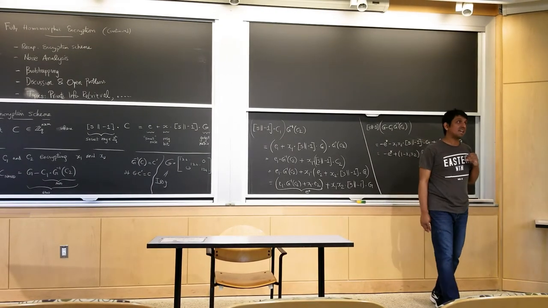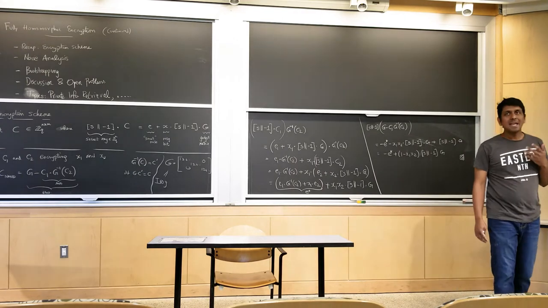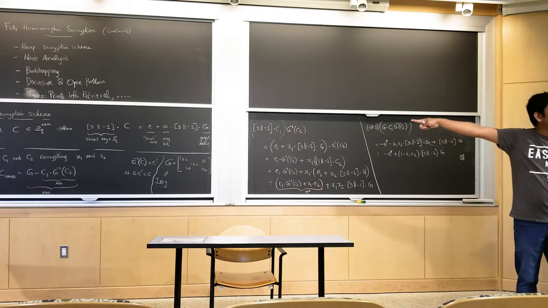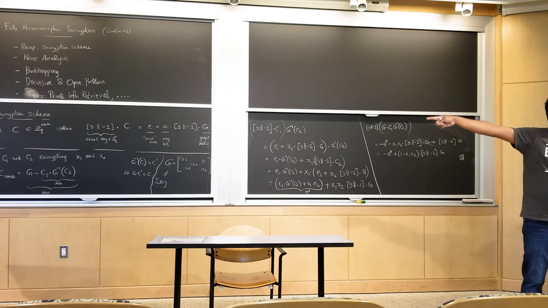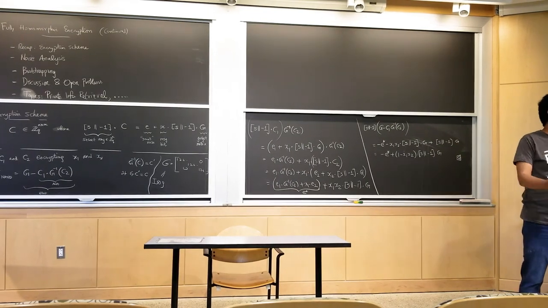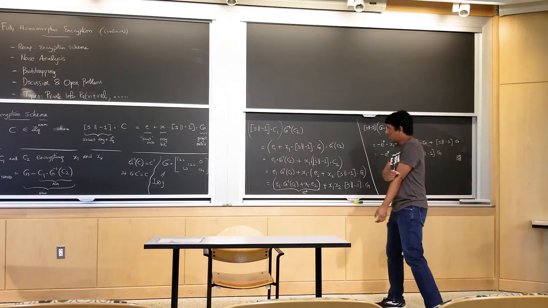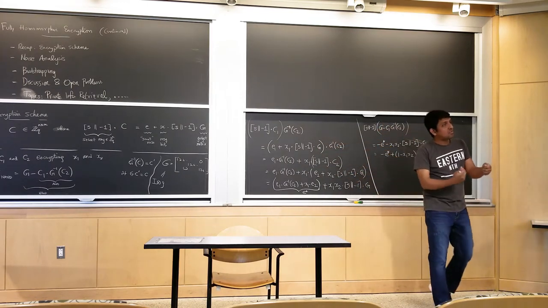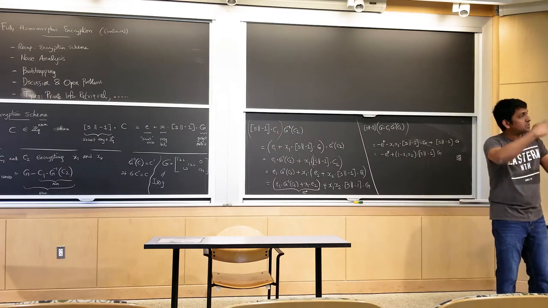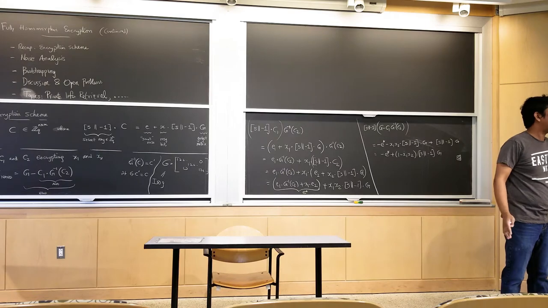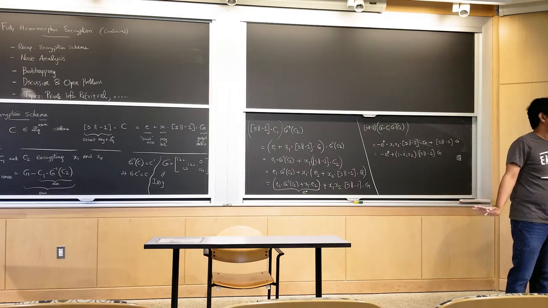Let me tell you the second problem I have with the scheme. To define this whole thing, I need to fix a modulus. I'm working over the finite field mod Q. I know that the decryption is going to fail when the error becomes too large relative to Q. More than Q over 4 would already kill me.